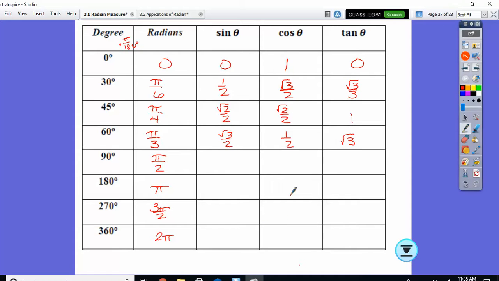90. So sine radical 4 over 2 is 1. Cosine square root of 0 over 2 is 0. Tangent radical 4 over radical 0.